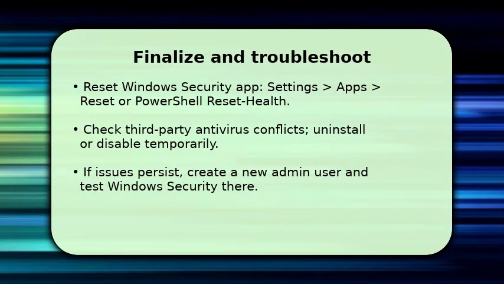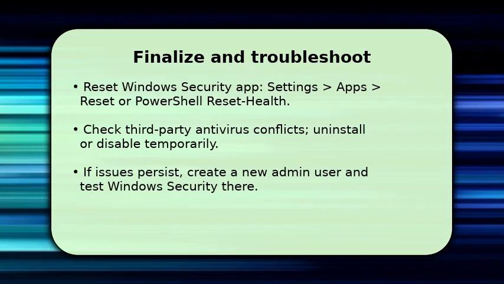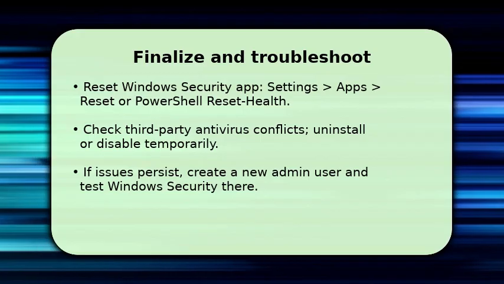Then check for third-party antivirus conflicts. Temporarily uninstall or disable them so Defender can run. Once done, make sure to run a full scan and review protection history. If problems persist, create a new administrator account and test Windows security there to isolate profile corruption. One key troubleshooting tip: if services fail to stay running, examine Event Viewer for ACL or start errors.